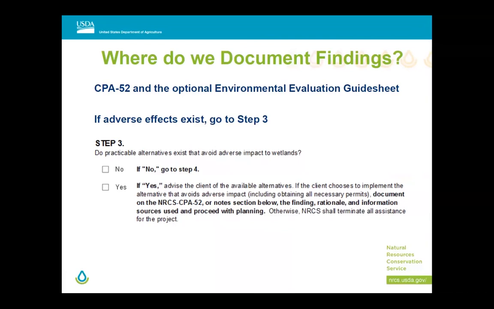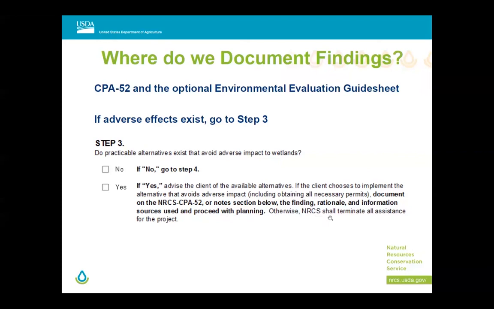And this is an important thing here, too, that not everybody clues into as well as they should. If you can avoid, great. But if no, go to step 4. Oh, let me clue into one thing here, too. So you want to do that avoidance. If yes, advise the client of available alternatives. If the client chooses to implement the alternative that avoids adverse impact, including all necessary permits, document on the 52, and carry on. But look at this last sentence.